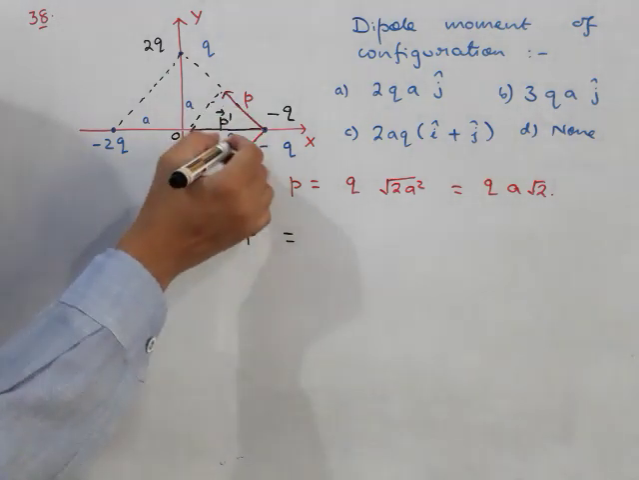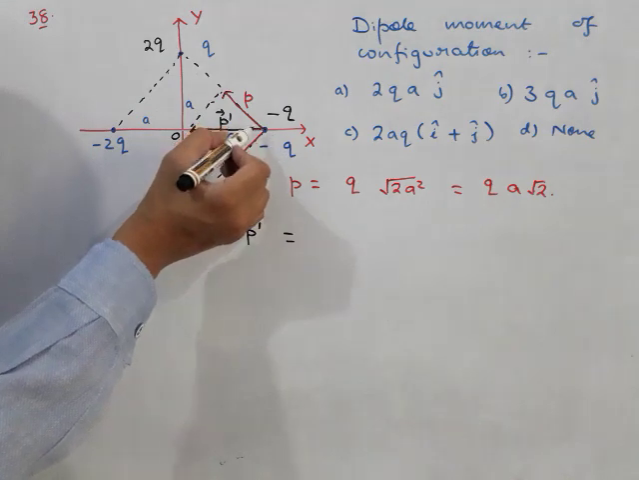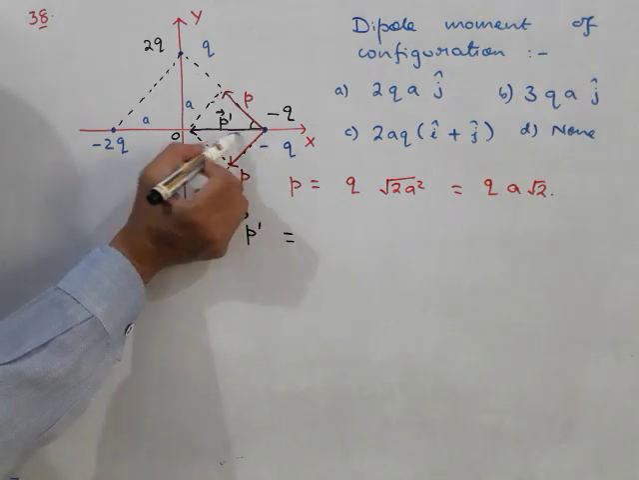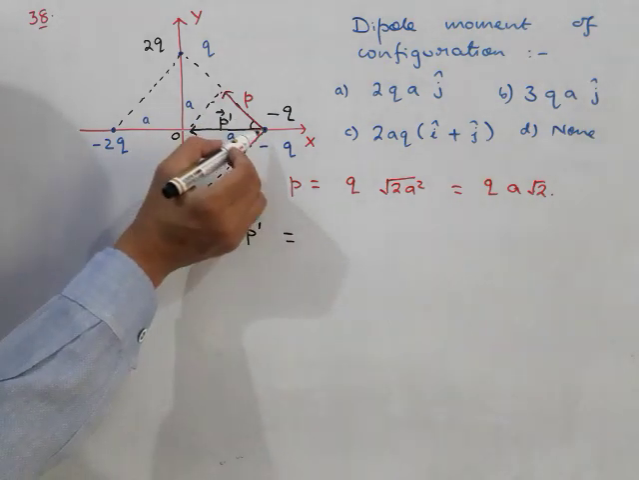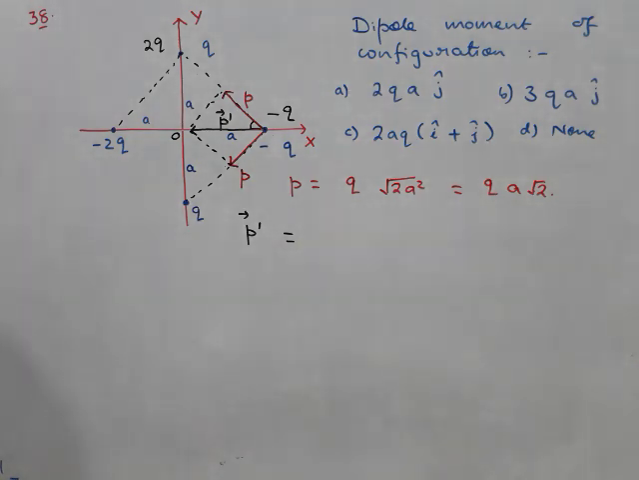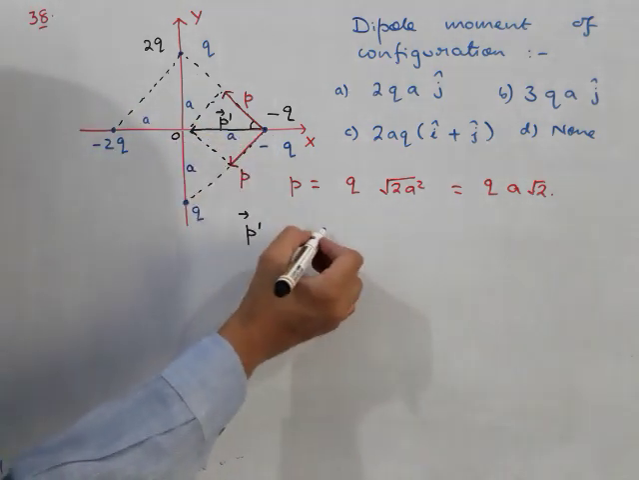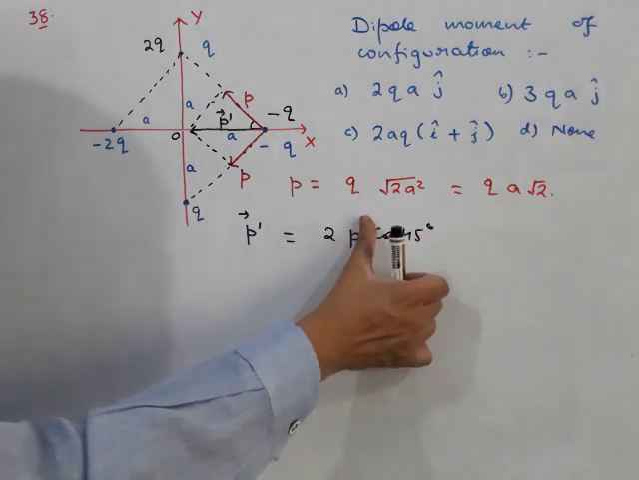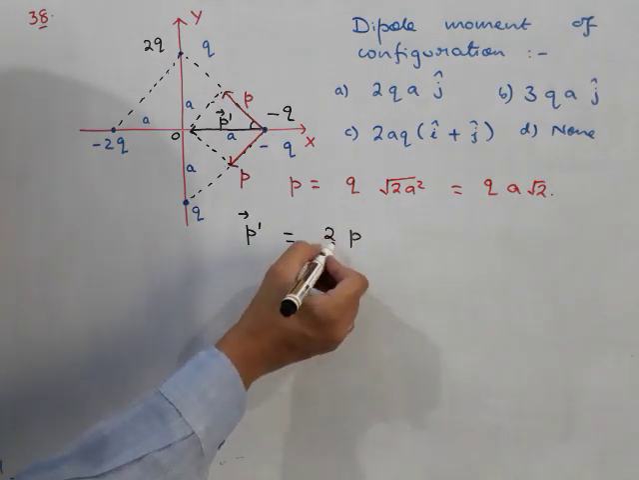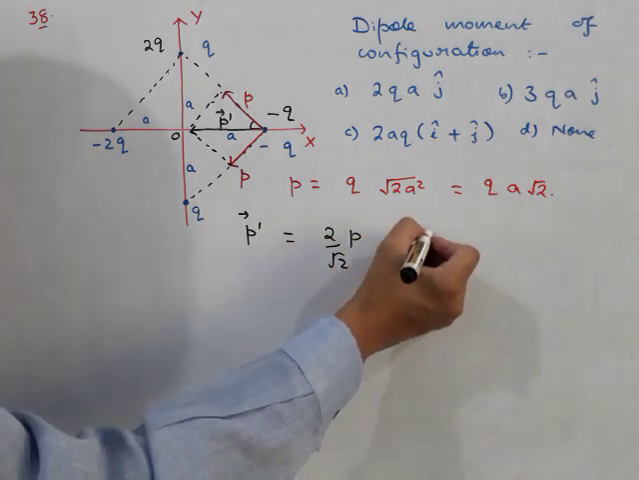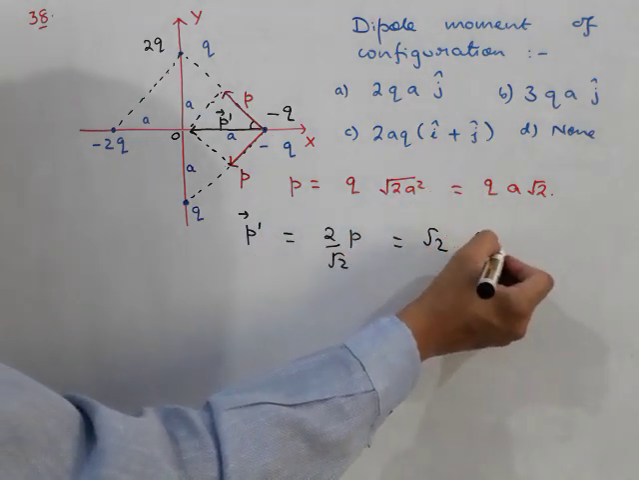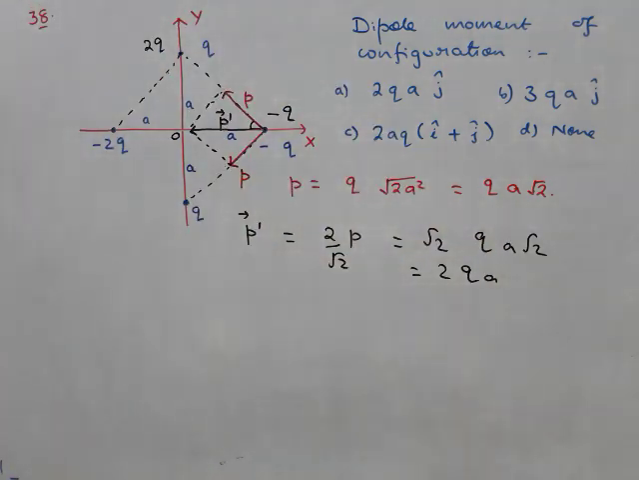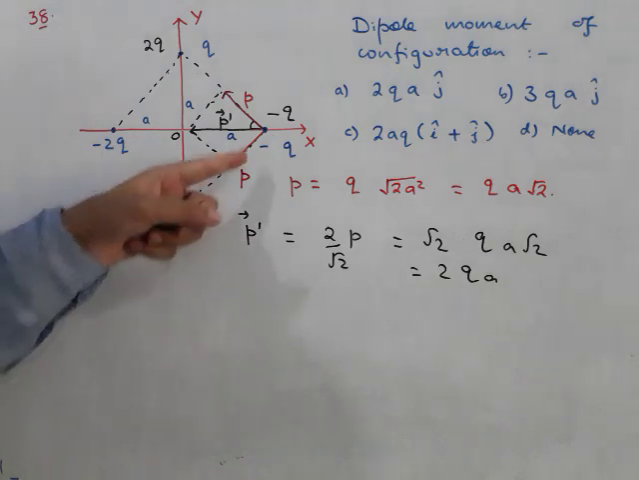Its value will be, you see, this is P, they can be resolved into two components. This will be P cos 45, P sin 45. Likewise, this can be resolved into P cos 45, P sin 45. So the P sin 45 components will cancel, and what will be left behind is P cos 45 plus P cos 45, that is 2P cos 45. Now what is cos 45? That is 1 by root 2. So 1 by root 2 I'll put here. So this becomes how much? Root 2 times P. What is P? P is Q times a times root 2. So this becomes how much? 2 times Q times a. So this is the dipole moment equivalent for these two dipoles.